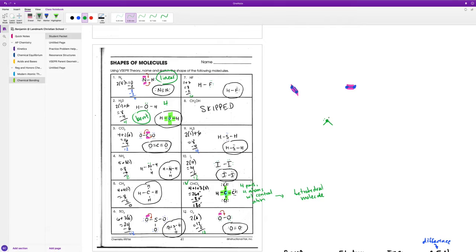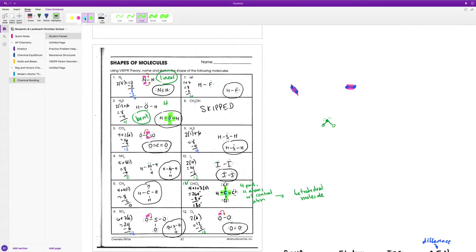And this is another way that you can draw the water molecule. Okay. Remember, it's not flat. This bond angle is not 90 degrees. It's 109.5 degrees.